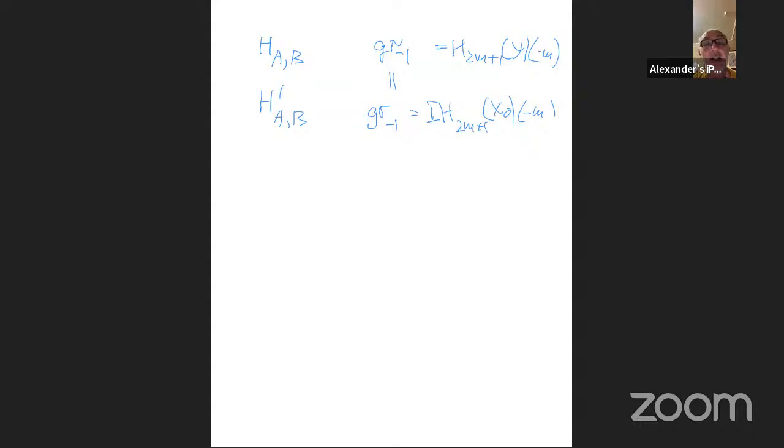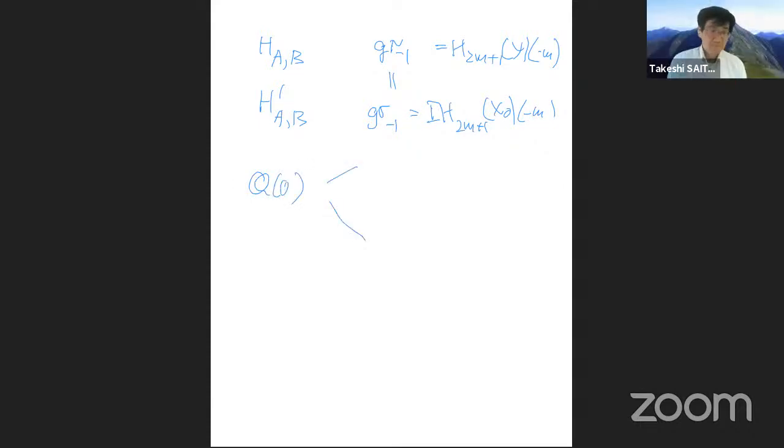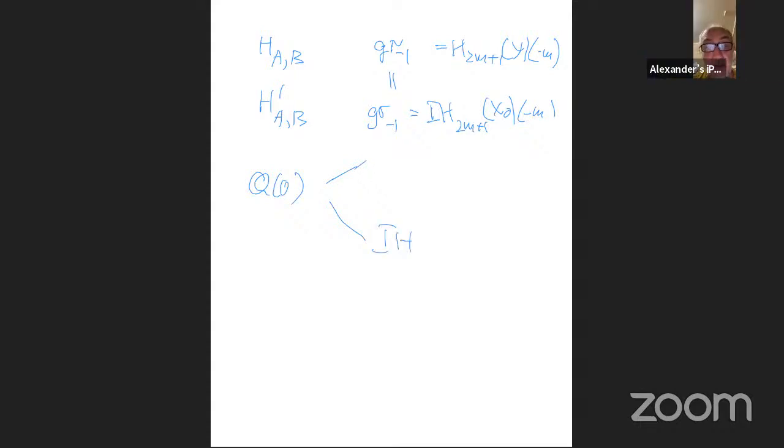Also the next thing is that the successive extensions between, so we have Q of zero, we have in both things, they're the same. So we have the extensions, Q of zero extension by H^{2m+1} of Y twisted by minus m, and the intersection homology of X zero. And here we have Q one and all the successive extensions here, here, here, and here. When we identify the two groups, they become the same.